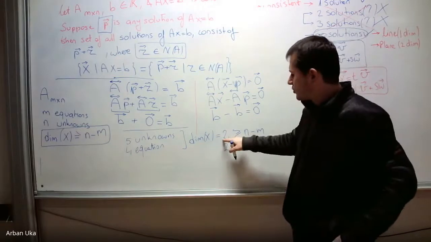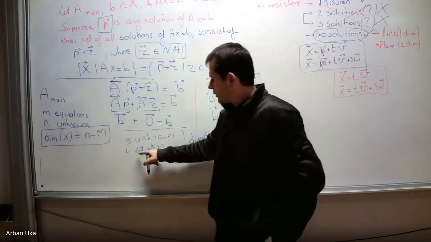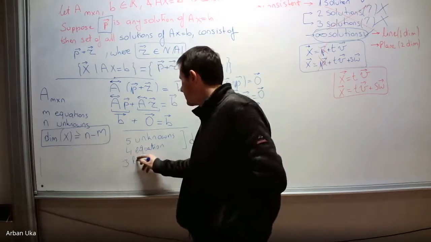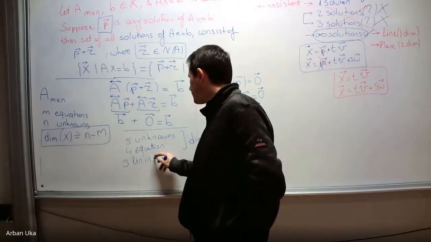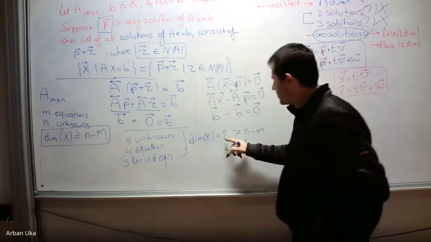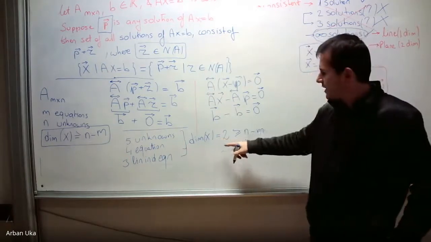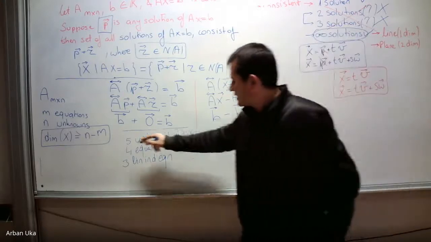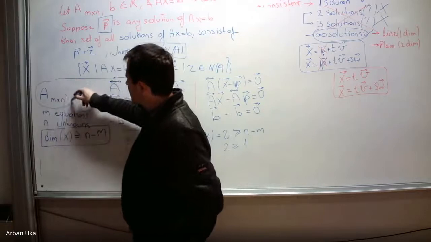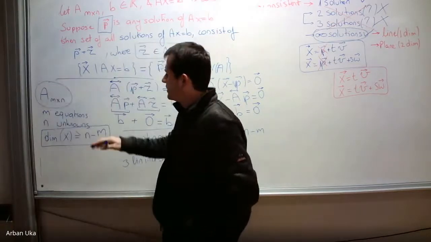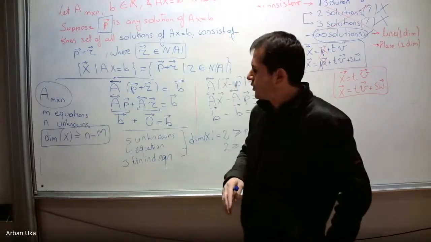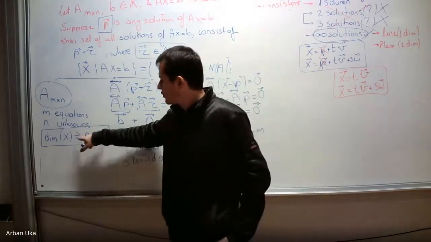Now, why is the dimension 2? Because we started with 4 equations, but we had only 3 linearly independent equations. So that's why the dimension of the solution space ended up being 2. But why did we say it this way? You can read that for any coefficient matrix A, m by n, which means we have m equations and n unknowns, then the dimension of the solution space.